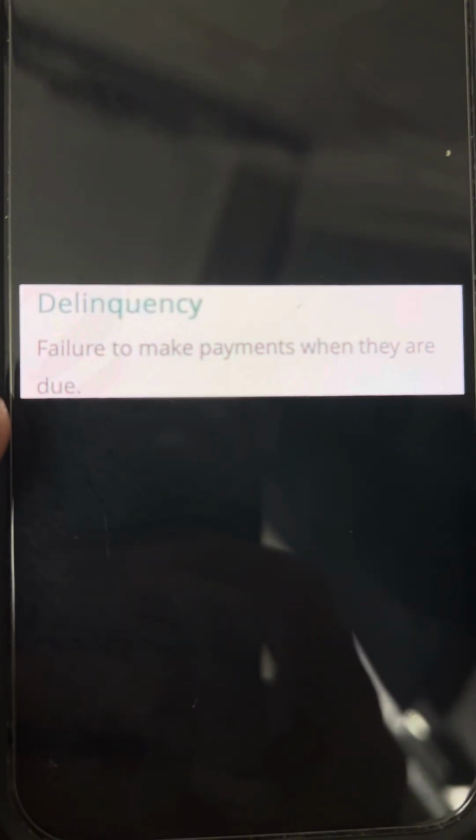Delinquency. Delinquency is the failure to make payments when they are due.